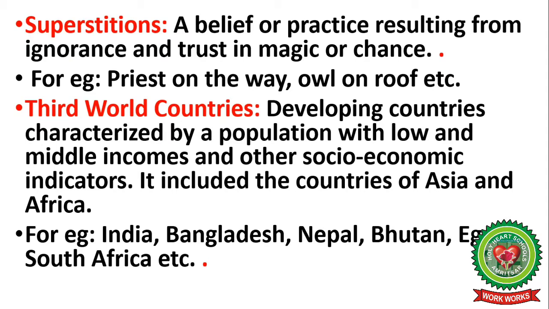Next is superstitions, a belief or practice resulting from ignorance and trust in magic or chance. For example, it is considered a bad omen to see a priest walking on the way or in the street, and an owl flying over a house, etc. Even if you see a cat walking on the way, this is considered an ill omen. These all are superstitions.